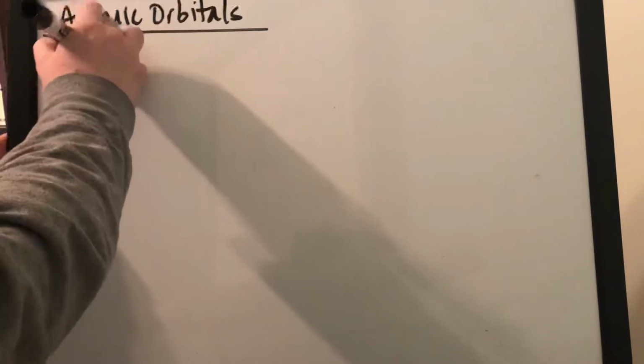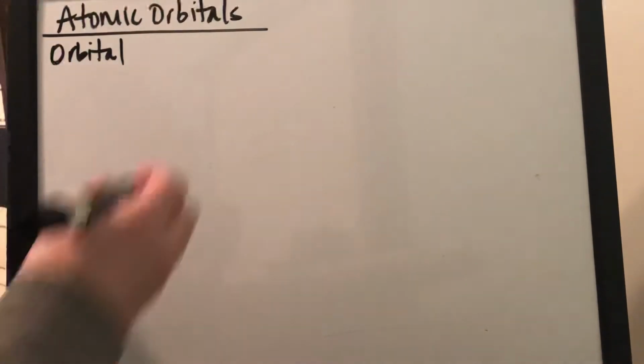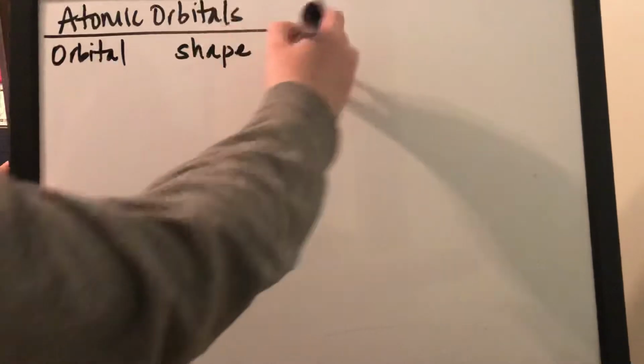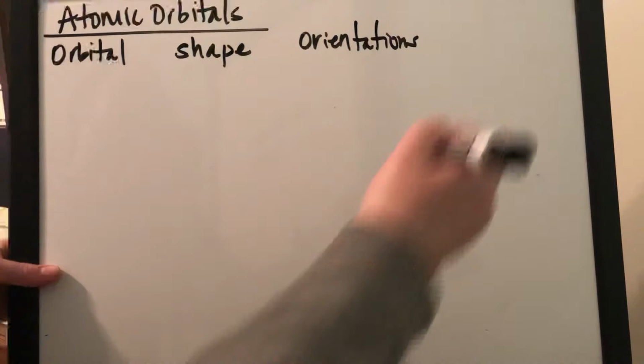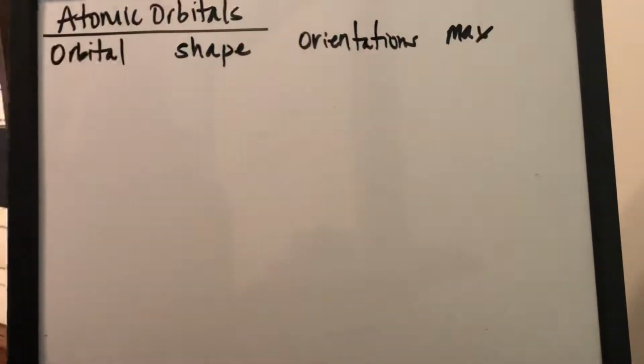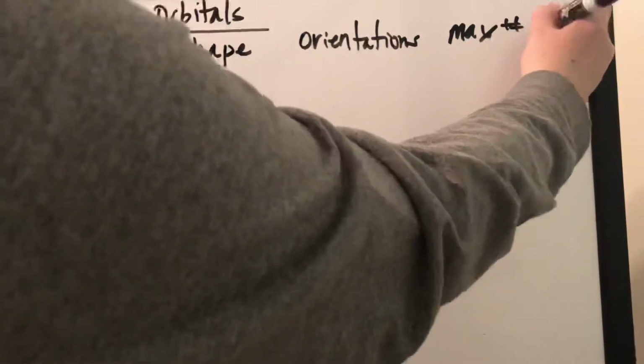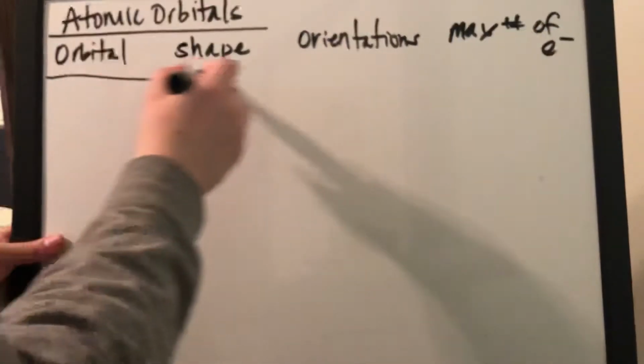All right, so your next heading is representations of the atomic orbitals. Now, when we get back into class, I will show you some three-dimensional pictures or even models of atomic orbitals, but for now, my dry erase board and my marker will have to do. So we're going to build a little four-column chart in this section: orbital, shape, orientations, and maximum number of electrons.